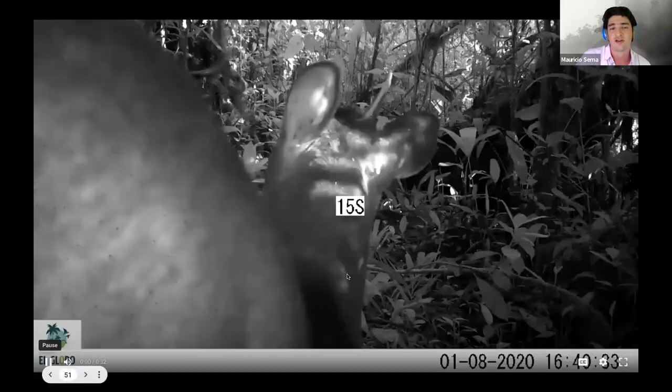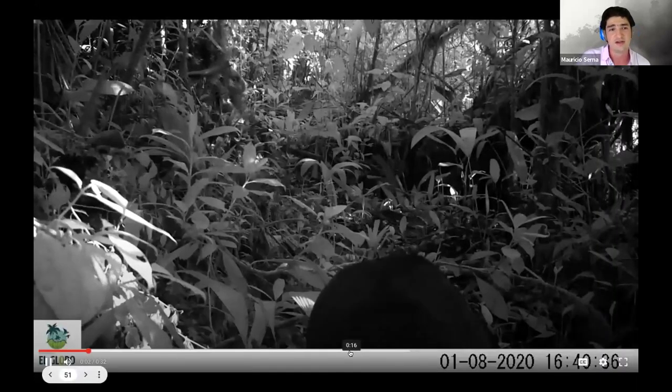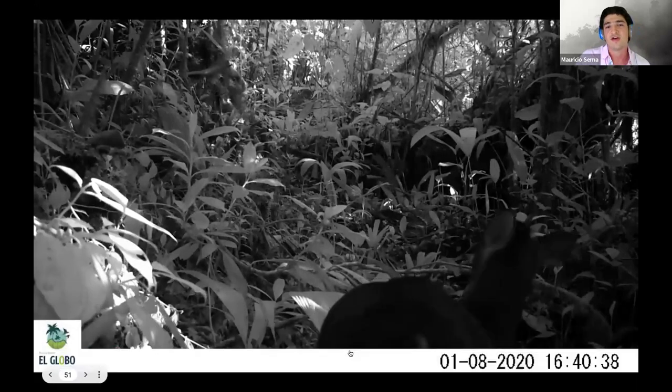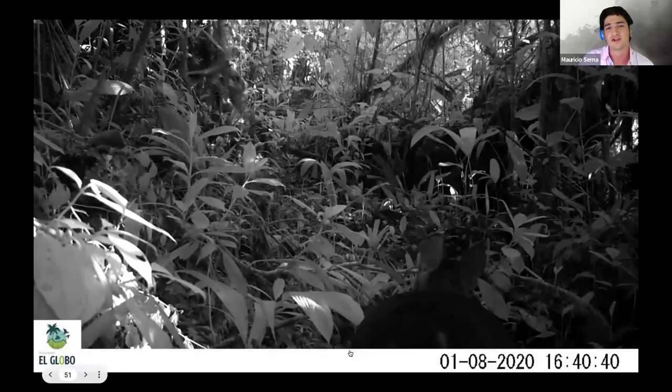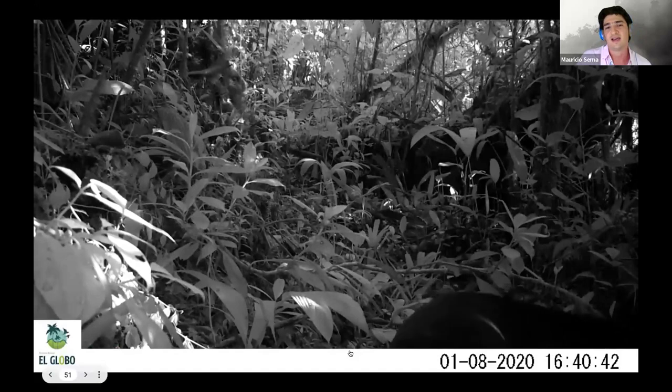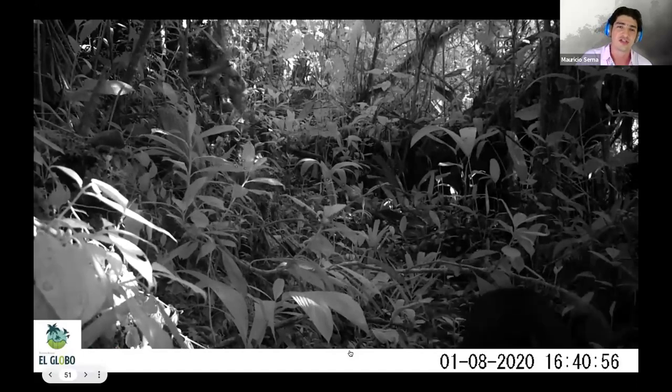That means the three biggest mammals that we have in El Globo. This is a deer, a really beautiful deer. All these videos were key with Terrasos to convince my family to launch a conservation project in El Globo.